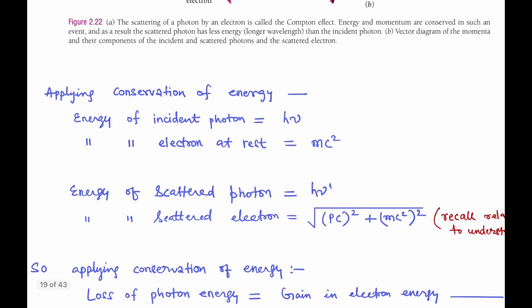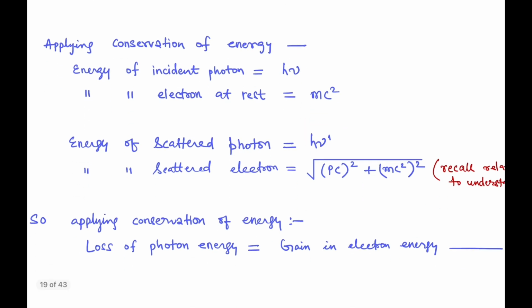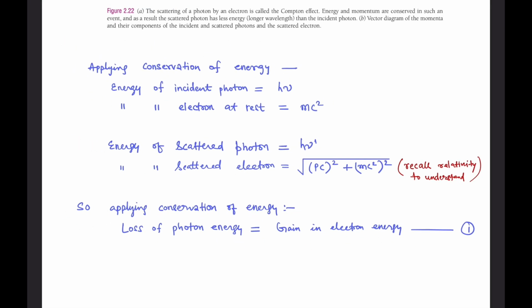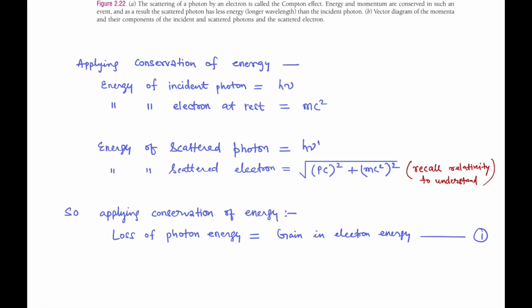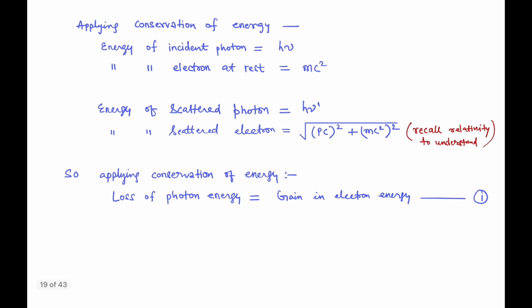So when you apply the conservation of energy principle, you know that energy of incident photon is h nu, and energy of electron which is at rest is mc square, and say that energy of a scattered photon is h nu prime. Okay, so this nu prime is the changed frequency of photon, and the energy of a scattered electron is actually square root of p square c square plus mc square whole squared. Okay, this is the formula from relativity.